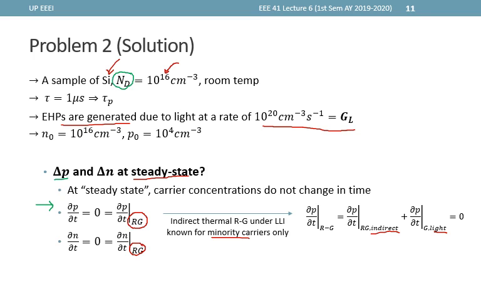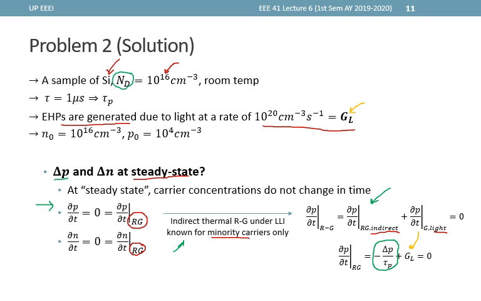So now, this expression right here that we are referring to is for this term right here. And we have explained that that term is equal to this, minus delta P over tau P. And for the generation due to light, we just denote that as this GL.